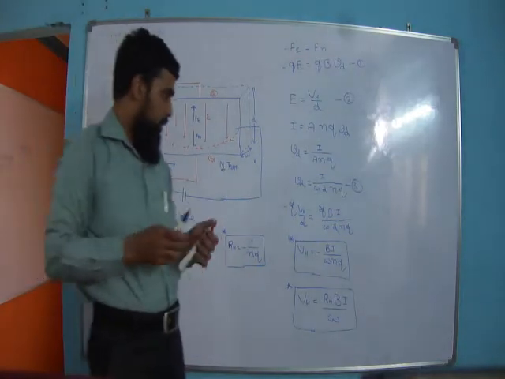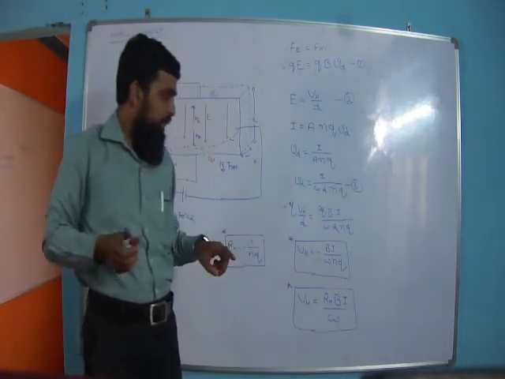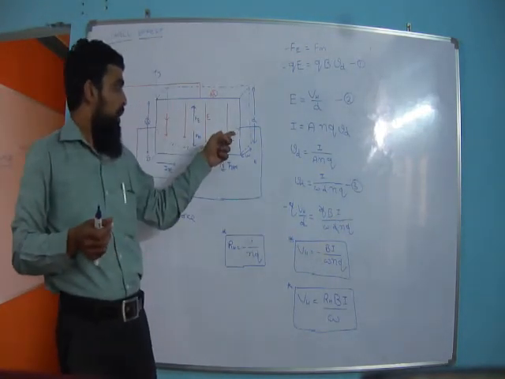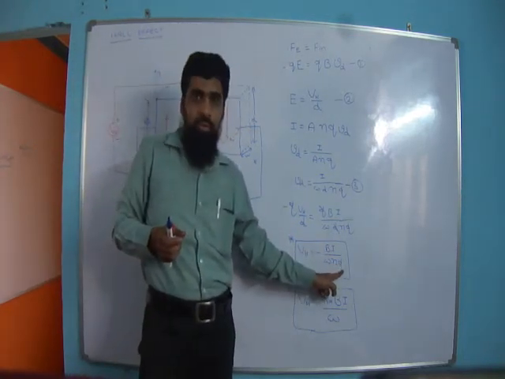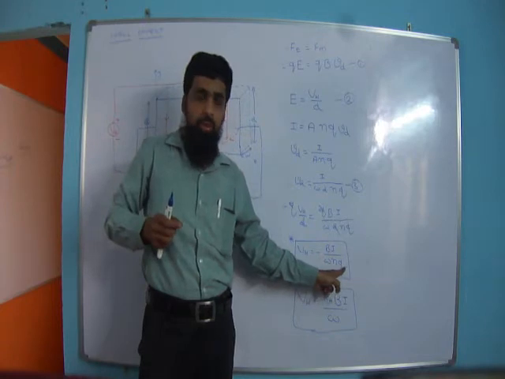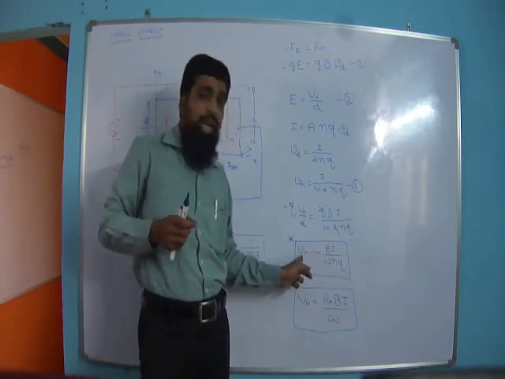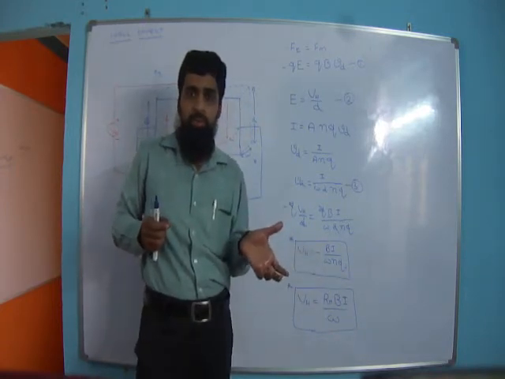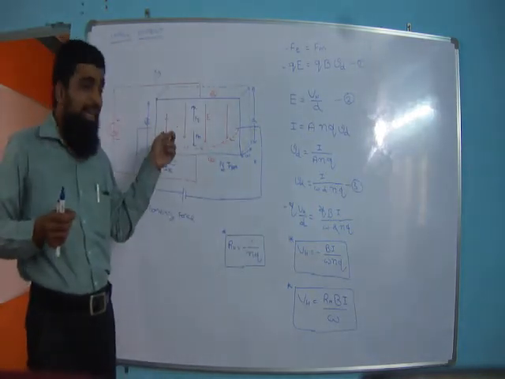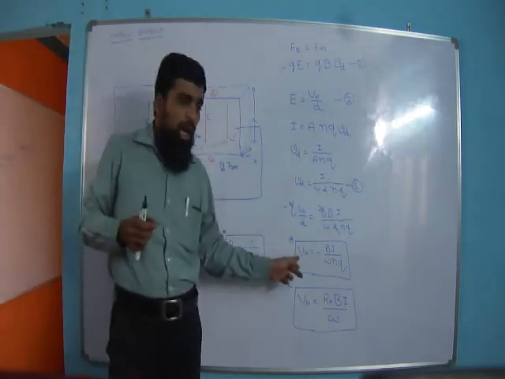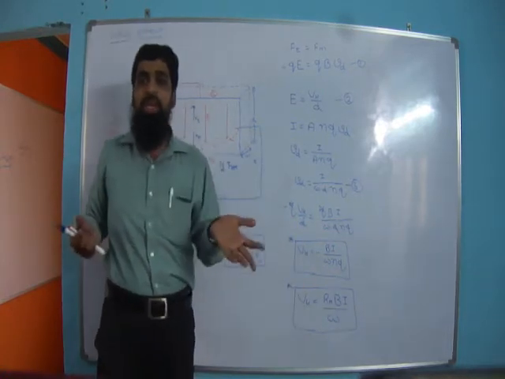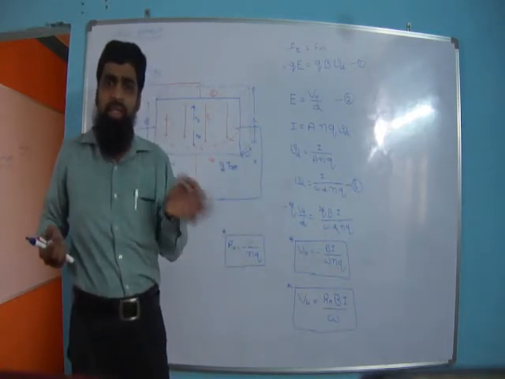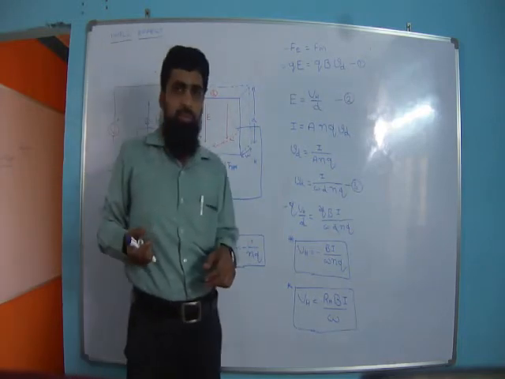Here we can see that for electrons as the charge carrier, this Q, this charge, is negative. So negative into negative, VH will be positive. So for an N-type semiconductor the Hall voltage is positive, whereas for a P-type semiconductor the Hall voltage is negative.